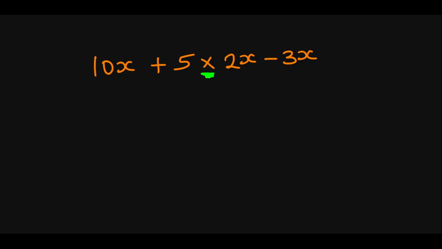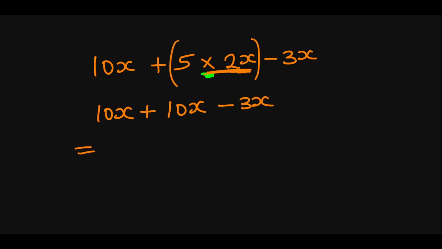So based on that, we are going to put our brackets here if we want to put brackets, because this is what we are going to simplify first. The multiplication belongs to 2x, so that's why we are putting brackets here, because it's going to multiply what is to the left of it. So based on this will now give us 10x plus 5 times 2x is 10x, then minus 3x. If we simplify further, 10x plus 10x is 20x, 20x minus 3x is 17x, and that becomes the final answer.